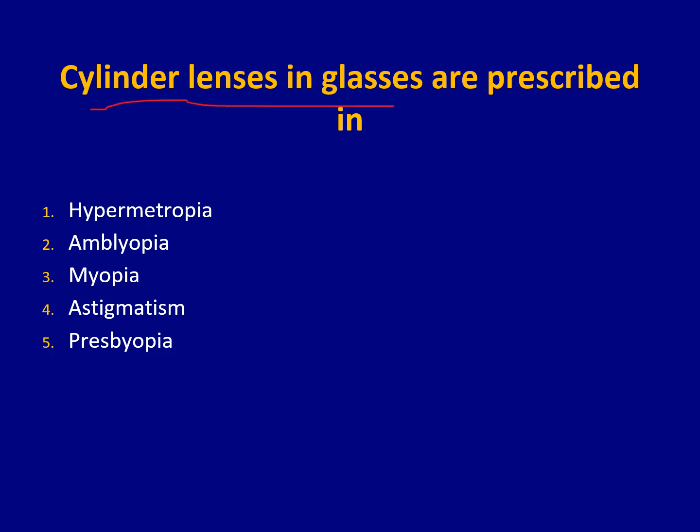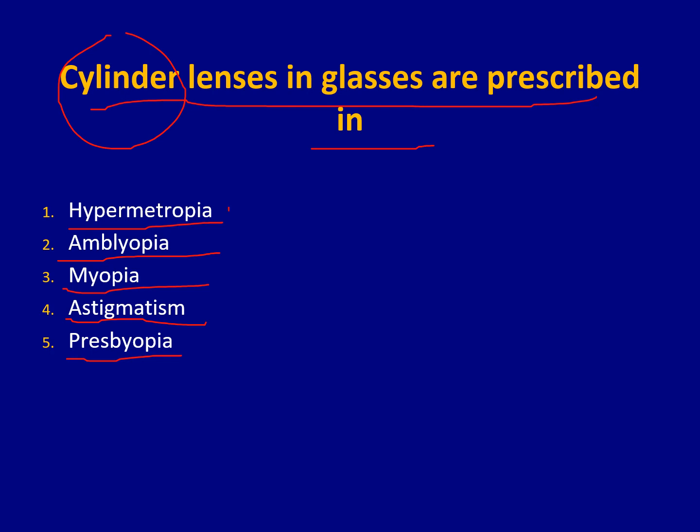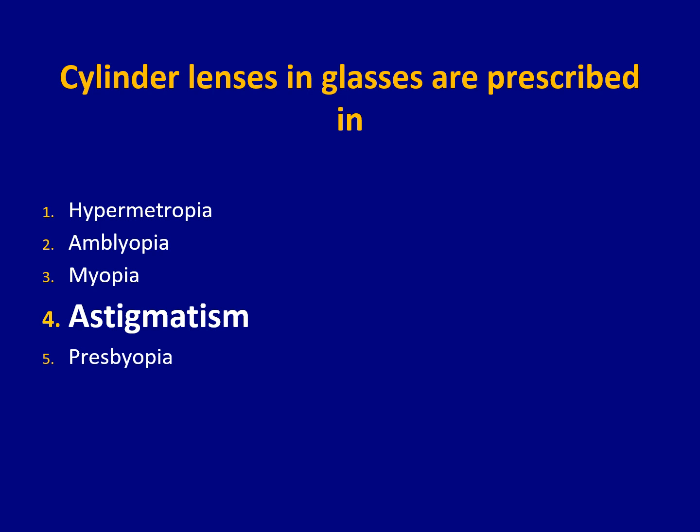Cylindrical lenses in the glasses are prescribed in. Cylindrical means you need a different power in one meridian and a different power in the other meridian. So options are hypermetropia, amblyopia, myopia, astigmatism, presbyopia. Hypermetropia needs plus lenses, amblyopia is a condition called lazy eye, myopia needs minus lenses, presbyopia needs plus lenses after the age of 40. So we are left with one condition, which is astigmatism. Astigmatism is the answer.